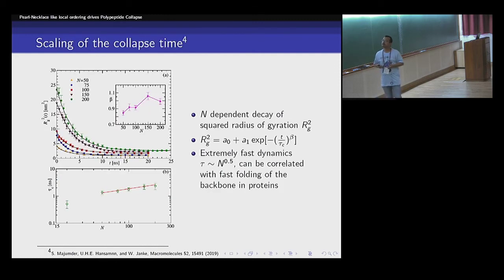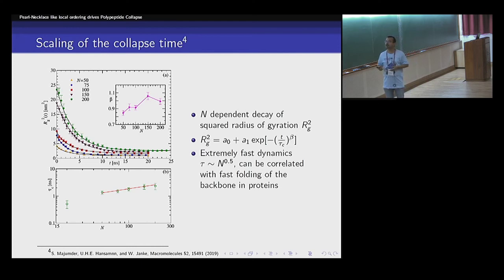So what we did, as usual, as in the coarse-grained homopolymer case, is that we again looked at the overall extension, basically the radius of gyration of the polypeptide chain as a function of time. And in this case, for the different chain lengths, it shows a weak but certain dependency. And from the decay of this radius of gyration as a function of time, which one can also fit with a stretched exponential, one can extract the collapse time.